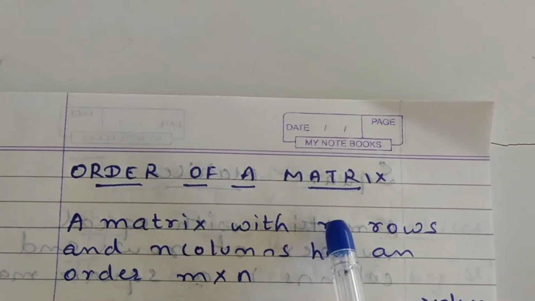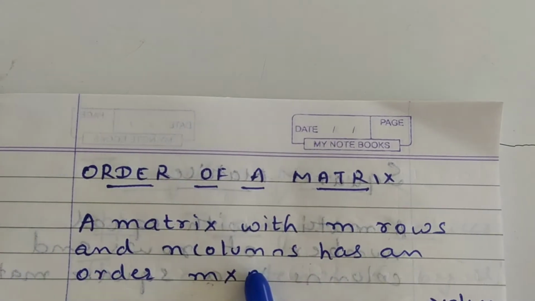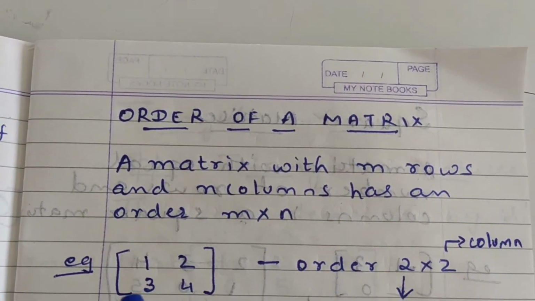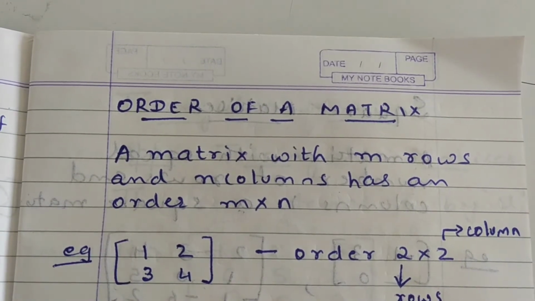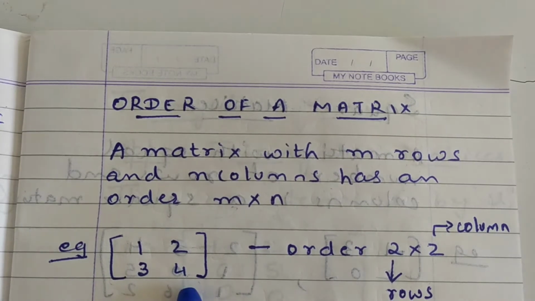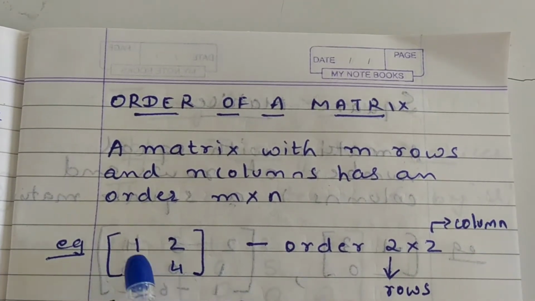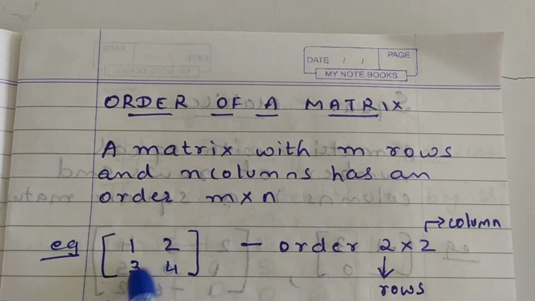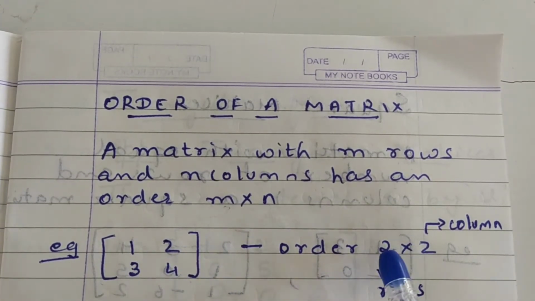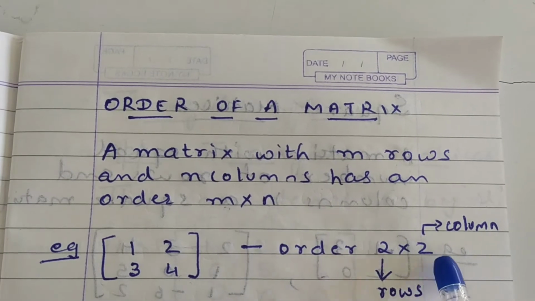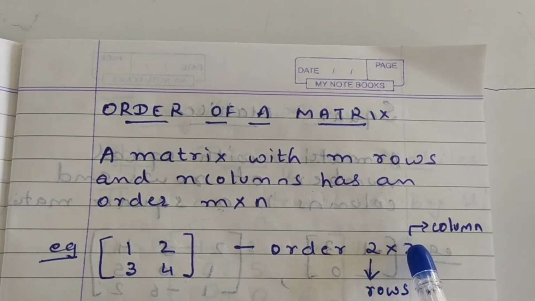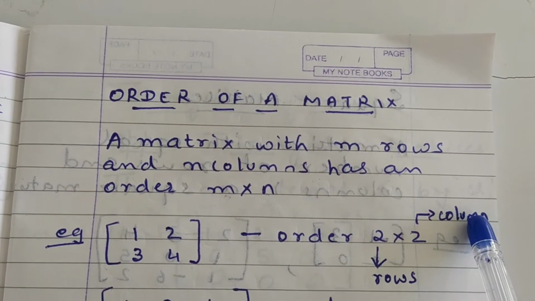A matrix with m rows and n columns has an order m cross n. What does that mean? See, I have taken an example here. You can see a matrix 1, 2, 3, 4. In this matrix you can see that there are 2 rows and 2 columns. So the order of the matrix, we write it as 2 cross 2, where the first 2 indicates the number of rows and the second 2 indicates the number of columns.